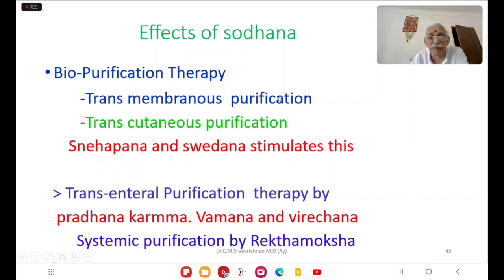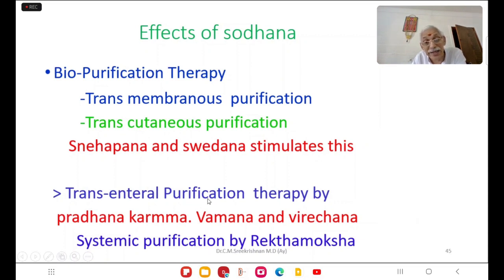In skin disease, lifestyle is more important. Due to the improper lifestyle, more and more Sapta Dhatu become vitiated, and all the Shodhanas will be needed. So simple Shamana therapy is not enough. Here, biopurification means transmembranous purification, and there is also transcutaneous purification. Snehana and Swedana stimulate this transmembranous purification and transcutaneous purification.